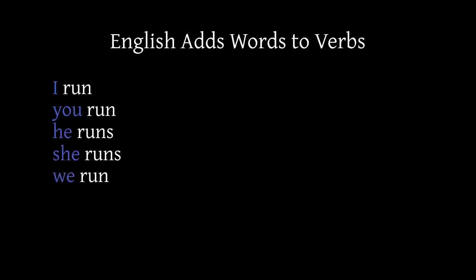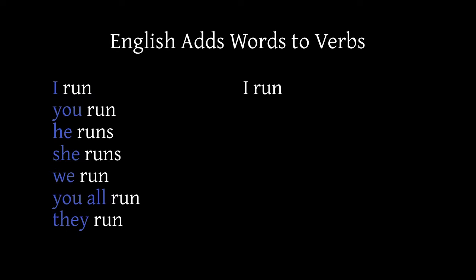English, for example, adds words to its verbs to inflect them. When we want our verbs to change person or number, we add words, often without changing the form of the verb a whole lot. So, I run. We take the verb run, and when we want to have the first person singular, we just add the pronoun I. I is essential to the meaning of run when I say I run. Same with you run, he runs, she runs, we run, you all run, they run.